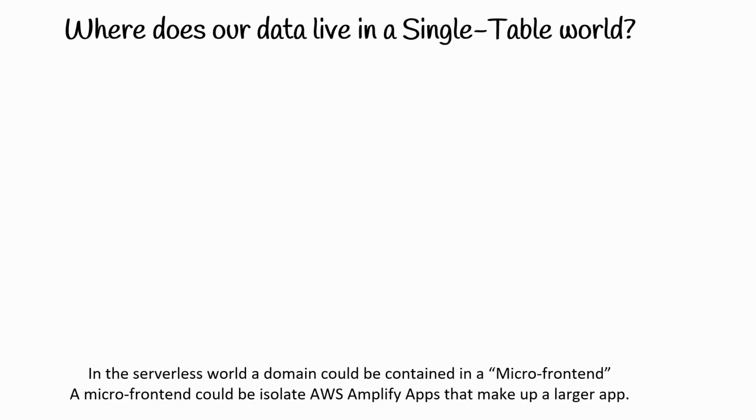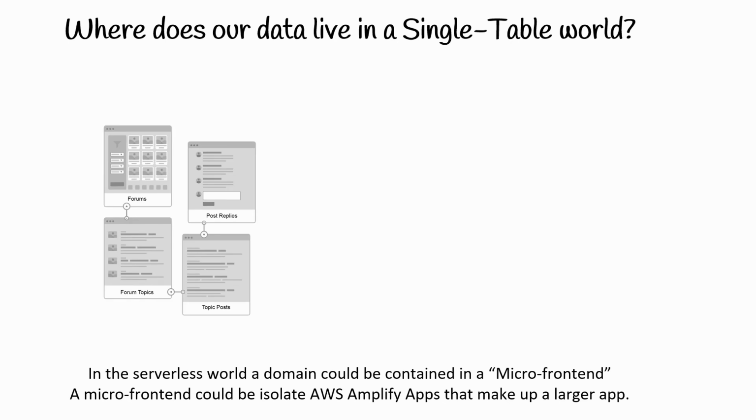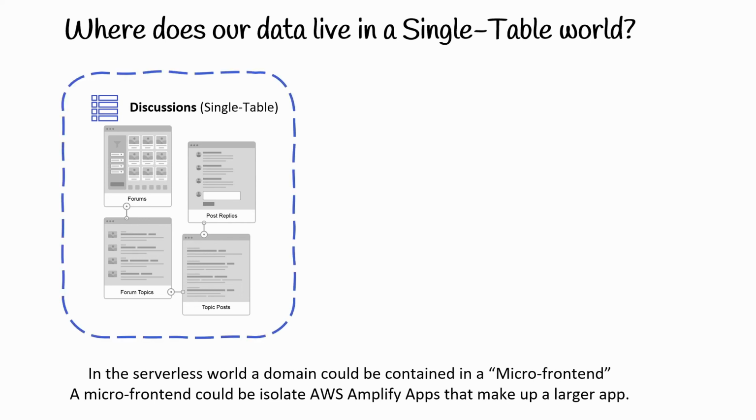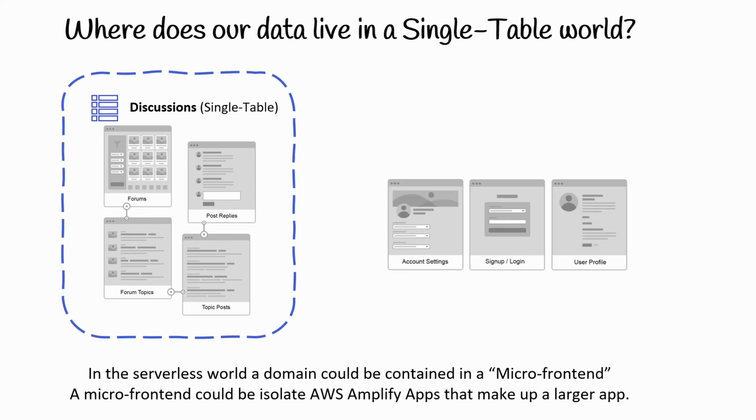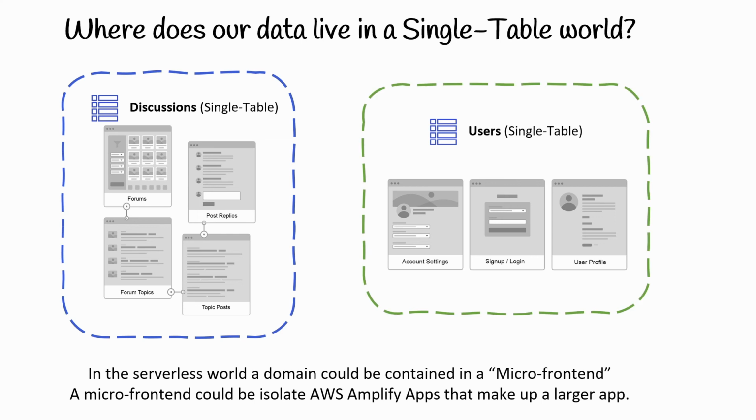And this is where we talk about domains. On the left-hand side here, we have a bunch of pages that are related to the discussions, and so it was very easy to name a table called discussions. Most data access patterns will fit into that table, and that's the discussions domain. Then on the right-hand side, maybe we have the user's profile, the login, the account, and we have a users table. Maybe it could be a single table there, and that's the users domain.